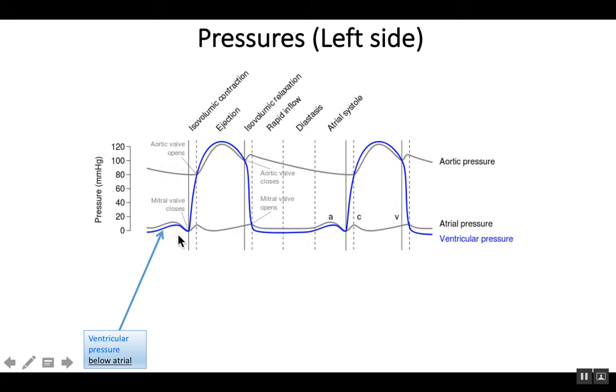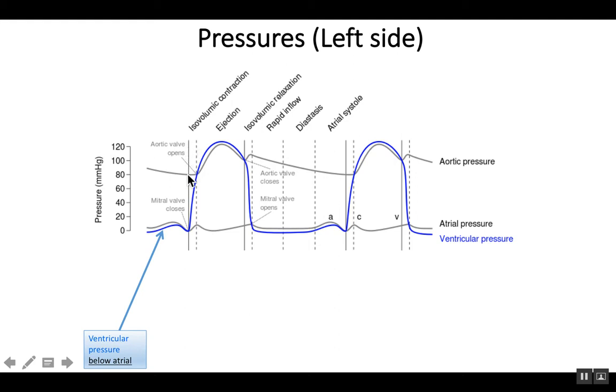So we begin with atrial systole. This time period here is atrial systole. So atria are contracting, ventricles are relaxed. During that period, the pressure in the atrium exceeds pressure in the ventricle. Or said another way, the pressure in the ventricle is below the atrial pressure. That's shown right here. So we want to think about what's occurring there. Well, if pressure is greater in the atrium than the ventricle, the mitral valve must be open and blood is filling the ventricle during atrial systole.